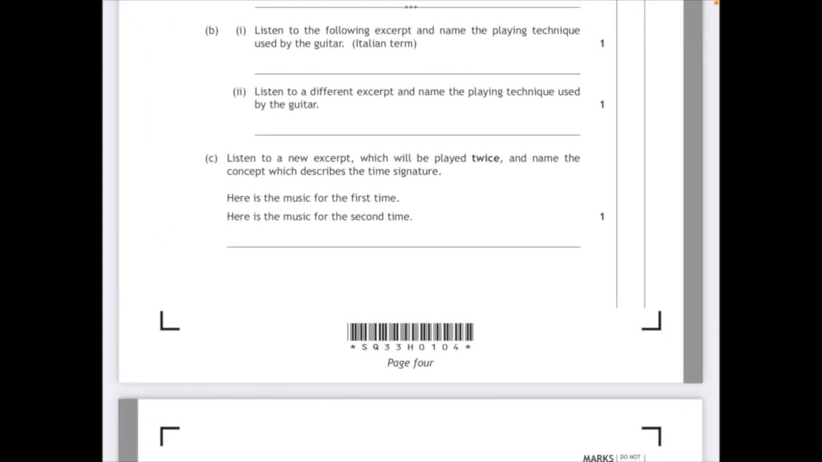Continuing with question 3, we're now on to B. We're being asked to listen to the following excerpt and name the playing technique used by the guitar. It's also telling us that this is an Italian term. We're then being asked to listen to a different excerpt and name the playing technique used by the guitar. So you could use all of your space down the side to identify any different kind of techniques that you could use on the guitar.